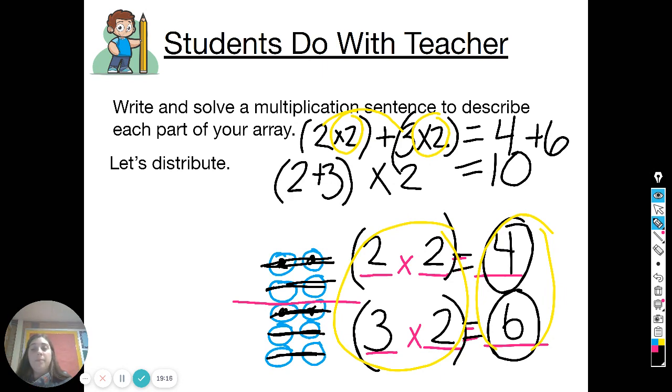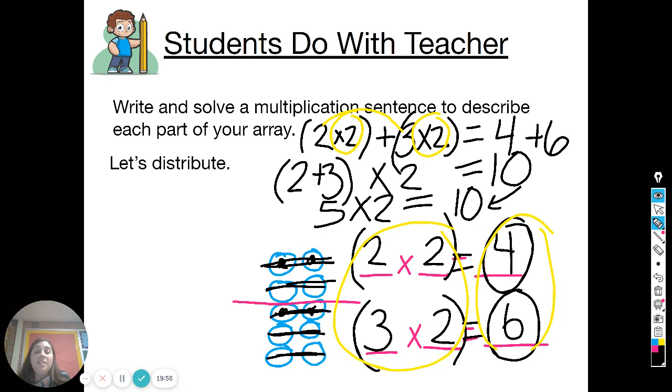Because really what I'm saying is I'm taking my 2 rows on top and my 3 rows on bottom, and I'm putting them together, and that tells me how many rows I have all together. Well, 2 plus 3 is 5. So I have 5 times 2, because the times 2 stays the same, because we have 2 in each row, and that doesn't change. So if my distribution is correct, 5 times 2 should equal 10, because I just move my 10 back down.